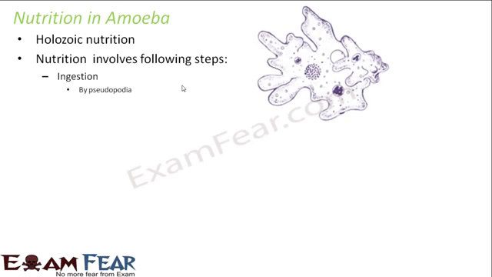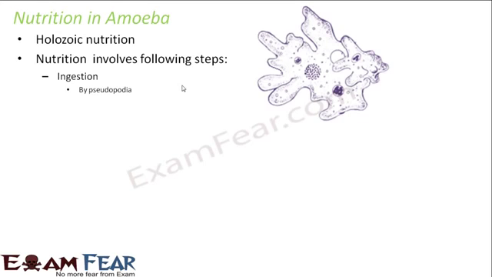So you are all familiar with how an amoeba looks, right? We have studied that in diversity in living organisms in class 9th. Now let us see how the different steps of holozoic nutrition happen in the case of amoeba. So the first step is ingestion, that means intake of food.